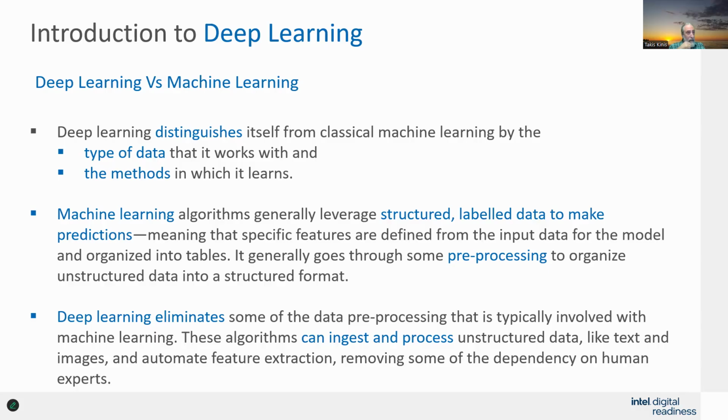Deep learning eliminates some of that pre-processing, and it can on its own ingest and process unstructured data like text and images, doing feature extraction and basically removing us from the equation. I think this is fascinating to think about. Some of this magic Gen AI stuff that we're dealing with is based upon this. Obviously at some point we're starting with information in a knowledge base, but at some point it crosses this threshold where we're kind of removed from the equation.